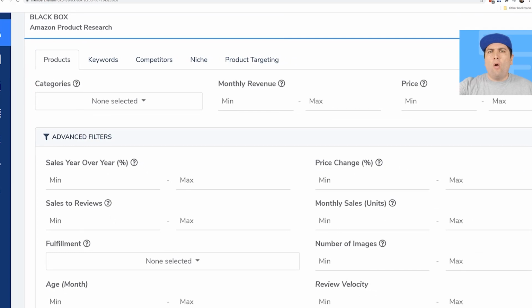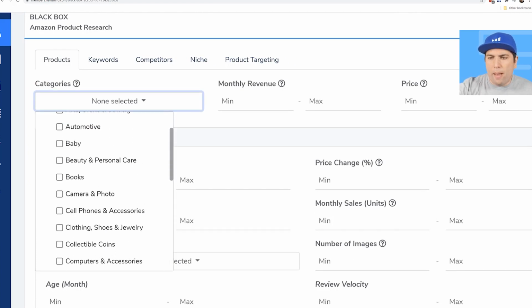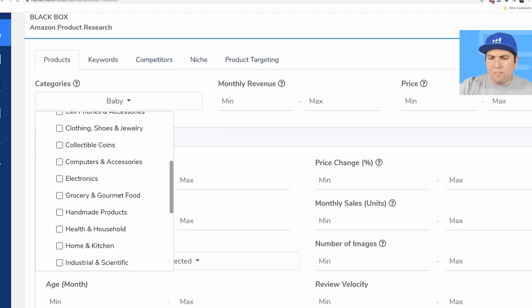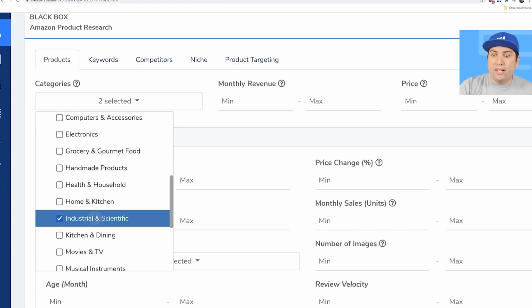And so the question is, how can we enter in some parameters in order to find product opportunity? The first thing let's do is let's just go ahead and pick a couple of categories. I'm going to go ahead and pick the baby category and maybe one more that's completely different. Let's go ahead and do industrial and scientific.